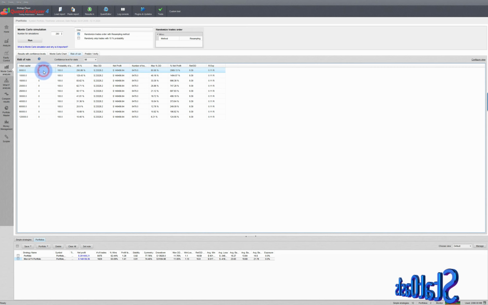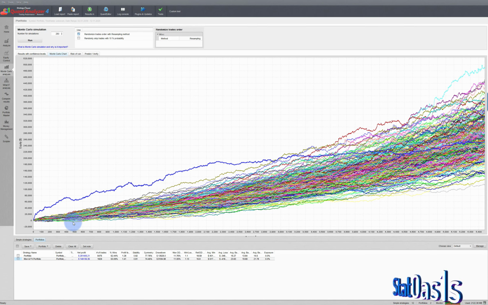I have zero risk of ruin. That means my account will not go to zero in any of these instances, even if I deposit $5,000. Because why? Because I never make a $5,000 loss. This is the lowest point here, and you can see it's $4,530. We need some initial margin to initiate a trade. So remember, we're trading one contract at a time.